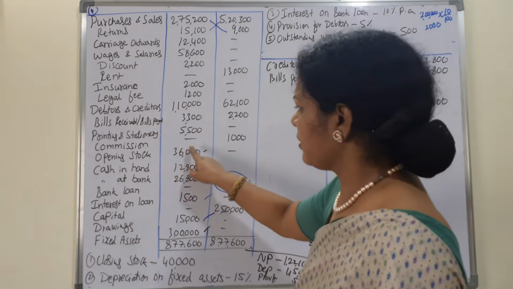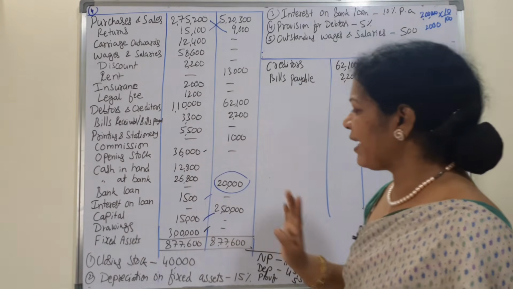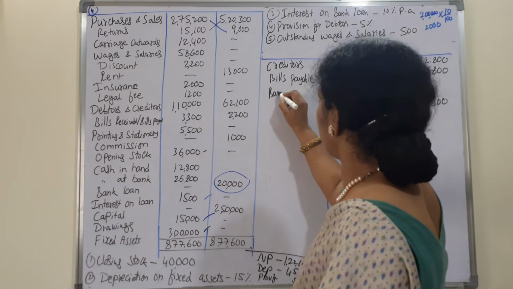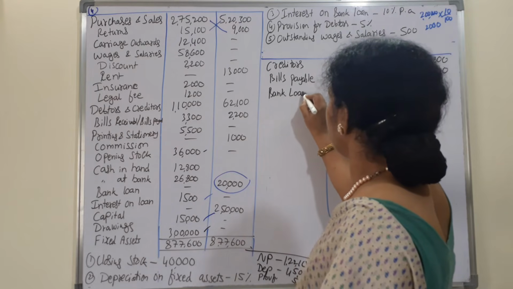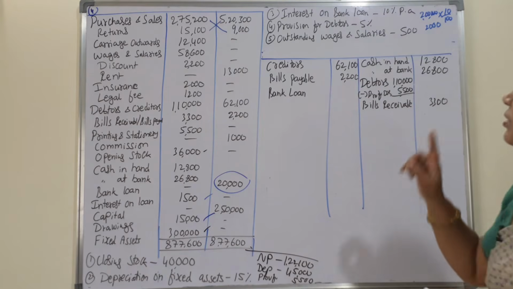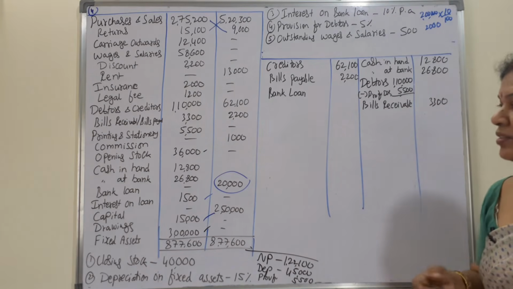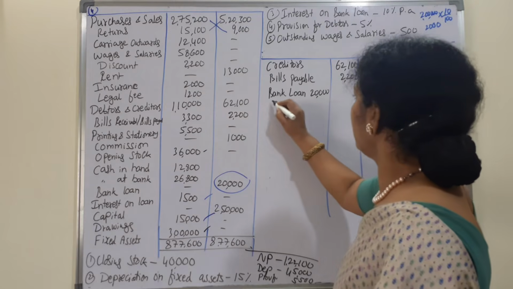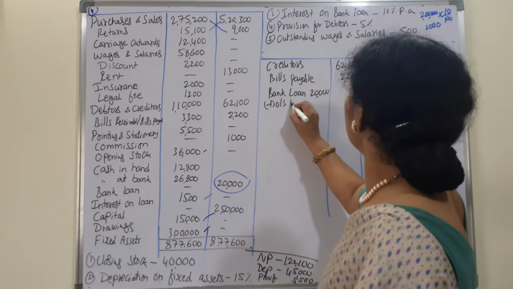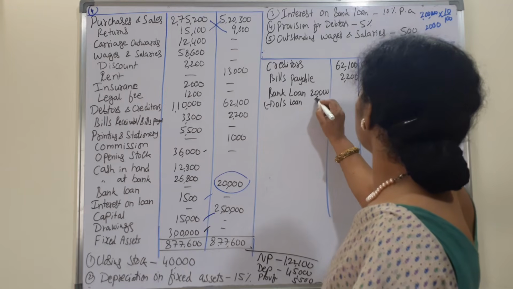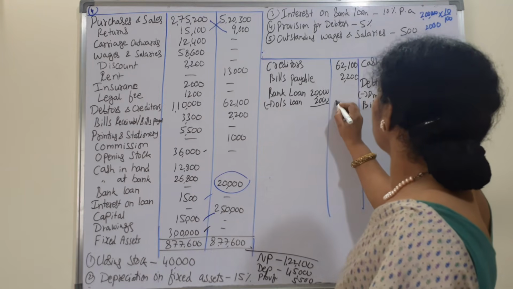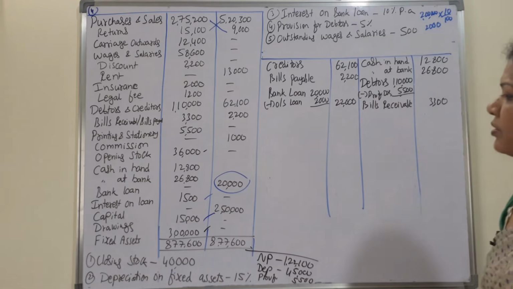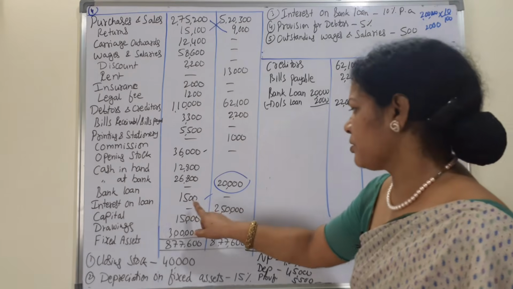Next, what else can we write? Cash in hand, cash at bank are taken. Bank loan. Bank loan is total 20,000. There is an interest on the bank loan, that also we have to consider. So bank loan is 20,000. In the inner column, add outstanding loan interest, it is 2,000. So 22,000. Next, interest on loan is over.